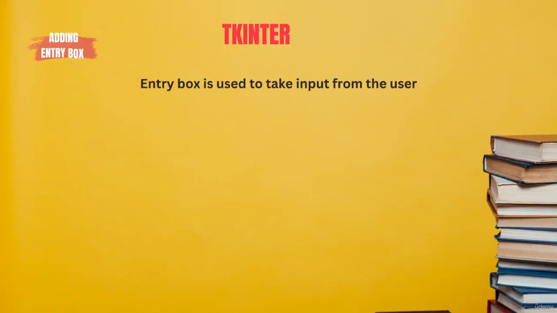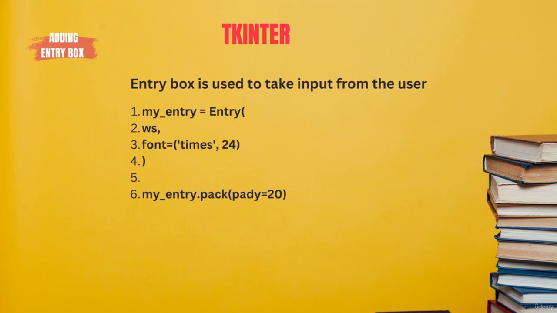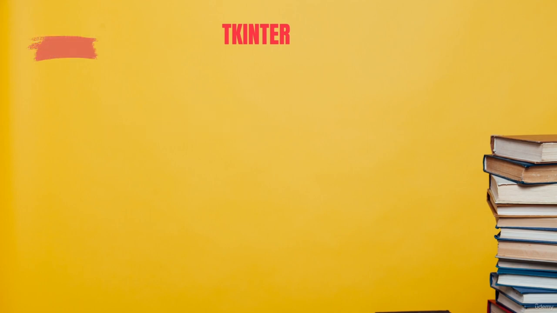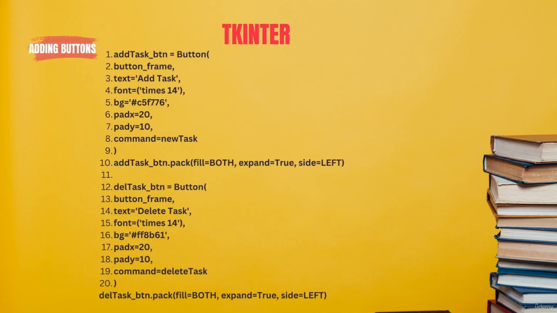Now let's add an entry box, which is used to take inputs from the user. Finally, we have used another frame for buttons. Buttons are placed to trigger some action, right? Well, here we have created two buttons, add task and delete task. Both of them have the same features and look except the background color and command. When the button is clicked, the function mentioned in command is called. In this case, if the user clicks on the add task button, then the new task function is called, and when the user clicks on the delete task button, then the delete task function is called.